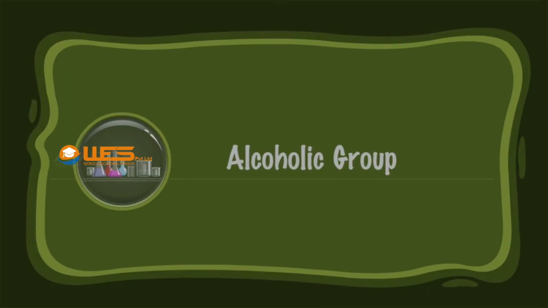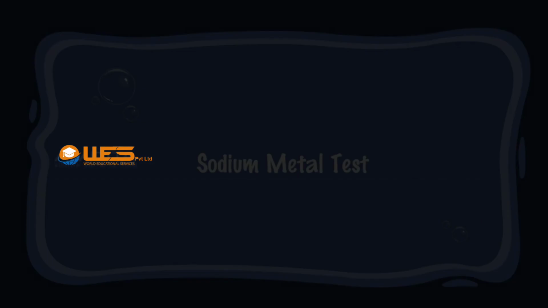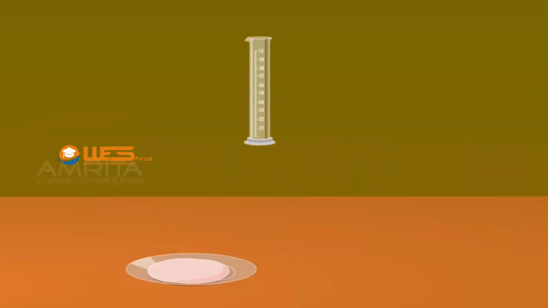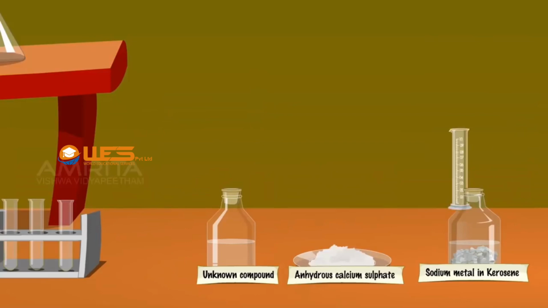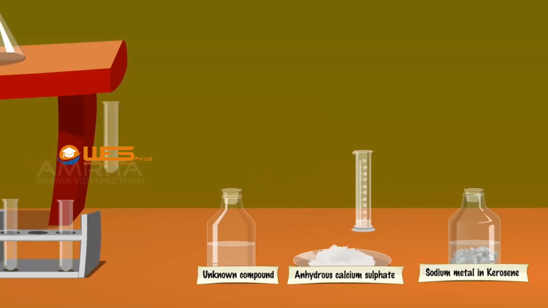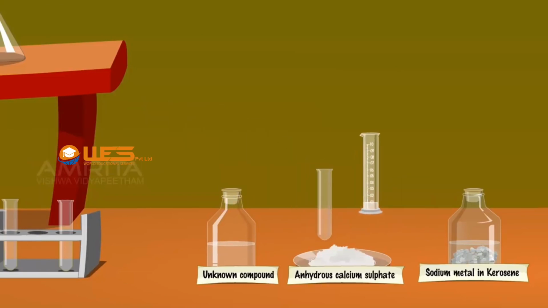Alcoholic group. Sodium metal test. Procedure. Take a clean and dry measuring jar. Pour 1 ml of the given unknown compound into it. Pour it into a dry test tube.